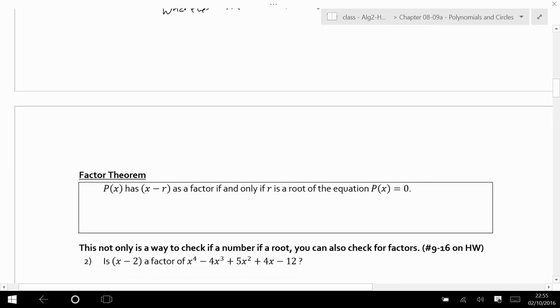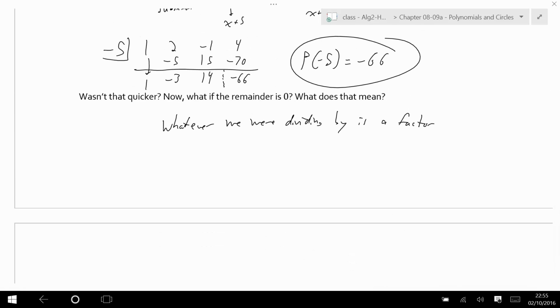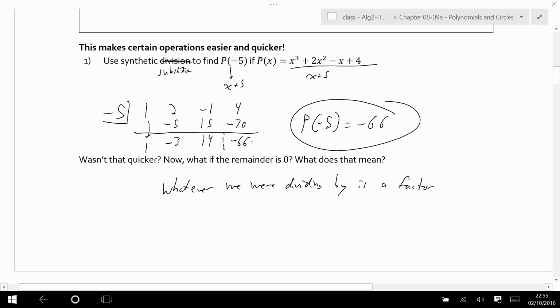That's the factor theorem. P of x has x minus r as a factor if and only if r is a root. So this idea, x minus r is a factor, and r is a root, are interchangeable, and we're going to use these interchangeably. So moving back up here, what we were dividing by is a factor. That means that if this had come out to be a remainder 0, that would have meant that this was a root and this was a factor.